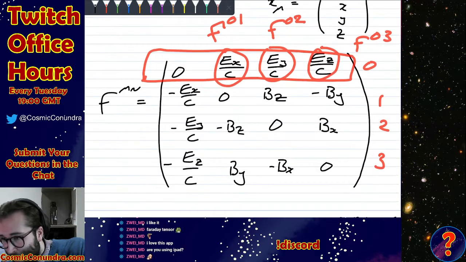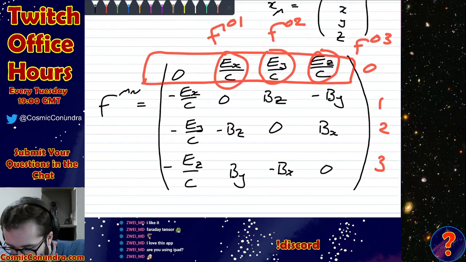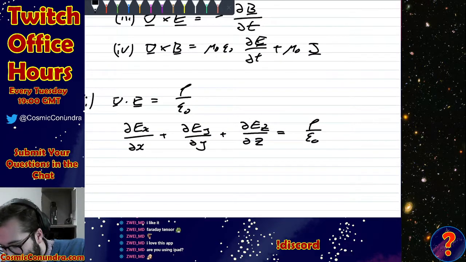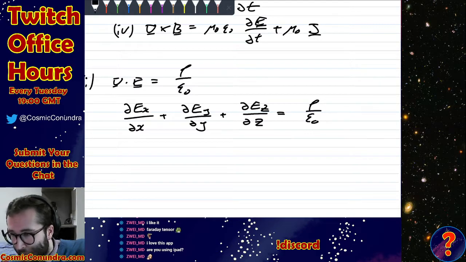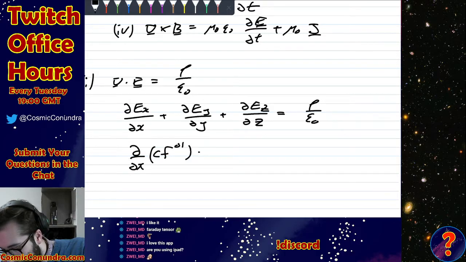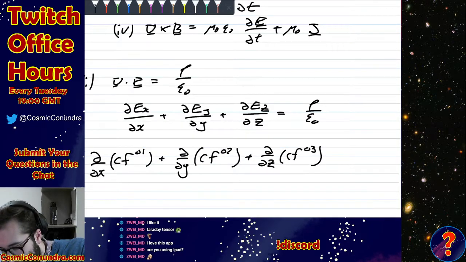Okay, so now, instead of taking the derivatives of Ex, Ey, and Ez, I'm taking the derivatives of F01, F02, and F03. All times c as well, because remember it's E over c that is equal to these components. So now it looks like this: F03.